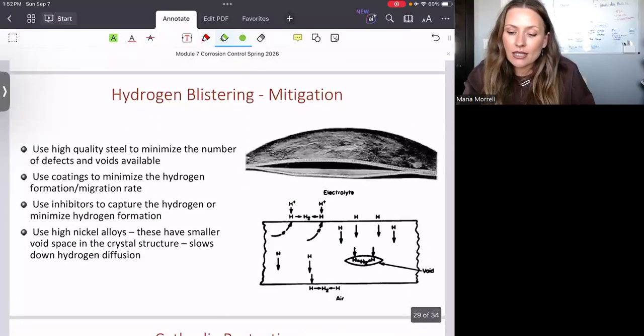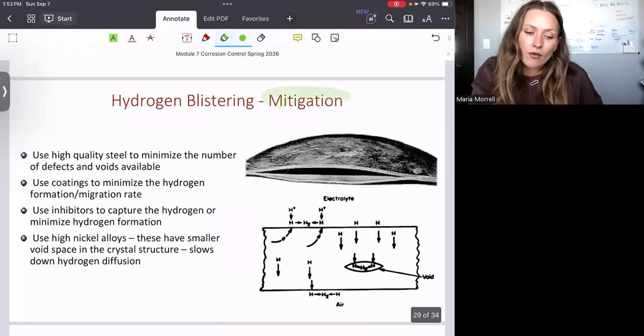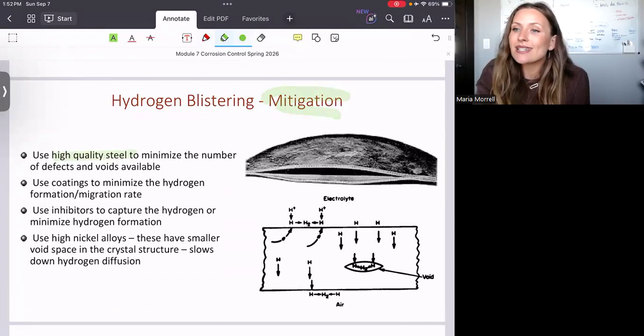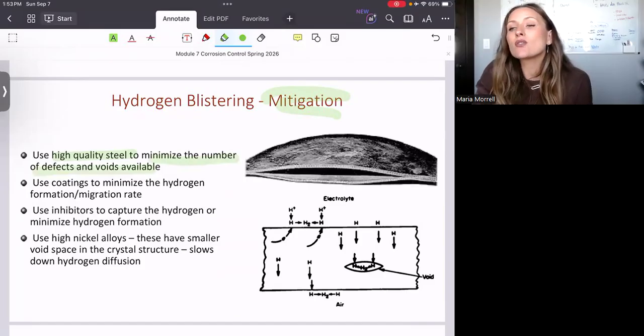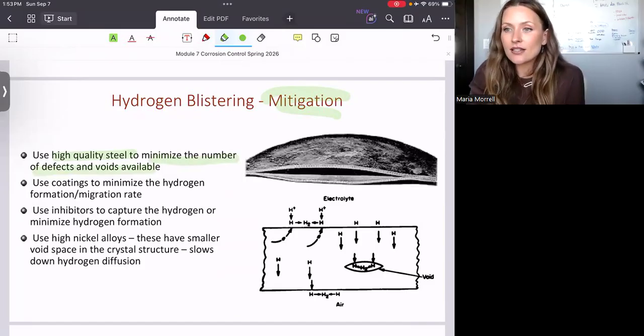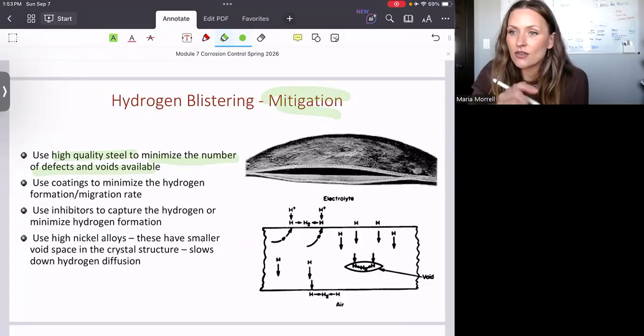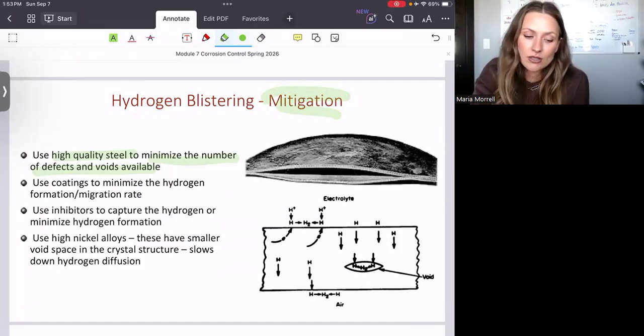So how would I mitigate something like that? Well, you need to use high quality steel. Why? Because the whole idea is to minimize the number of defects and voids, right? Hydrogen is already tiny, right? And it doesn't have to struggle much to enter the material. So the fewer imperfections you have, the fewer defects and voids you have, the higher your chance for the material to be more resistant toward the hydrogen blistering, right?